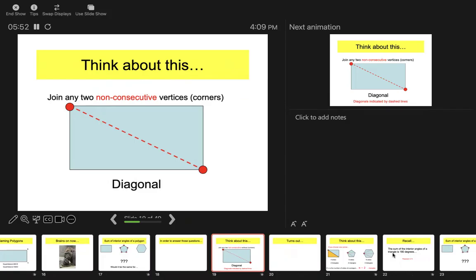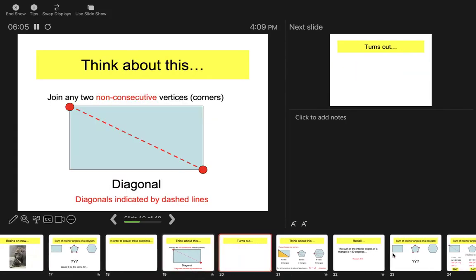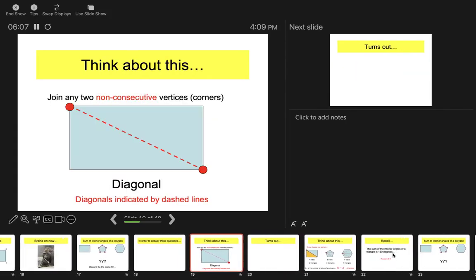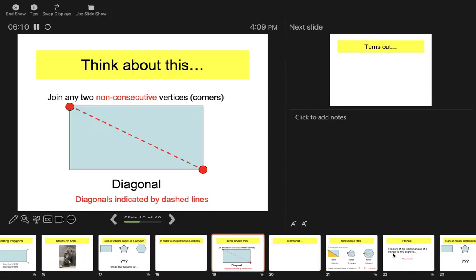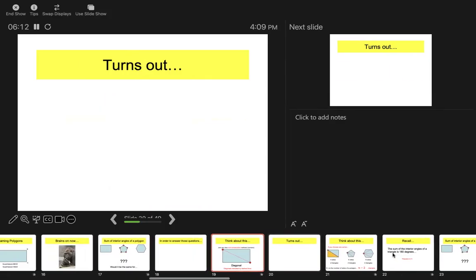And I don't have you actually write this down. Most of the kids can remember this one. That's called a diagonal, right? Diagonals are an auxiliary line, so therefore they're represented by a red dashed or dotted line. It turns out that making diagonals is going to allow us to get to the answer of what is the sum of the interior angles of a polygon.